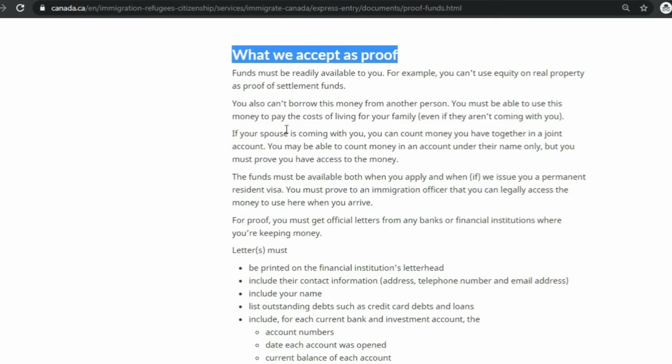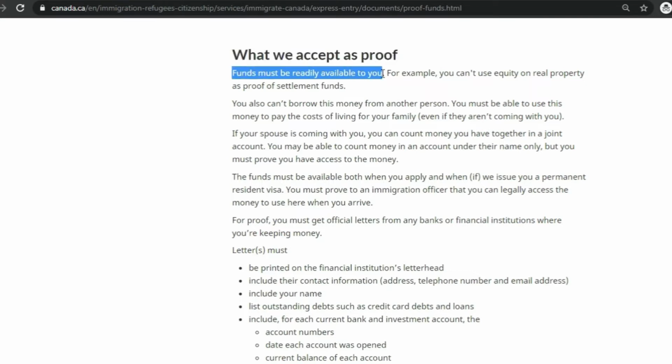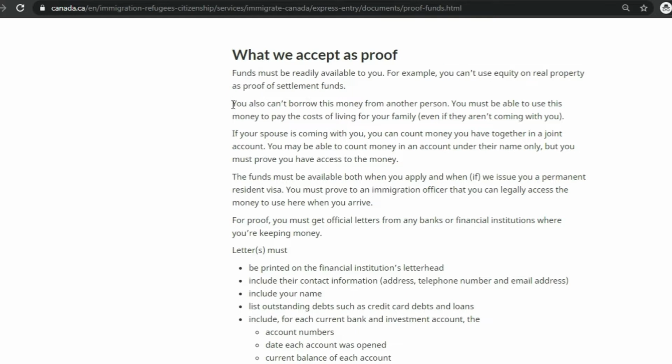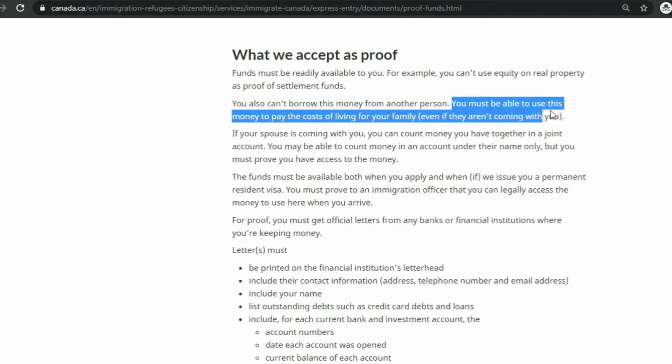Now coming to what is accepted as proof. Looking at the screen, funds must be readily available. Like if you require money to be spent now, it must be ready. An example is also given that you cannot use equity on real property as proof of settlement funds. It is straightforward and clear. You also cannot borrow money from another person, and you must be able to use this to pay the cost of living for your family even if they are not coming. Remember, we discussed that if there is a family of 3 and one person is not joining, you still need to show the proof of fund for 3 people.